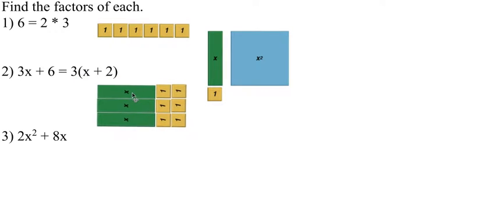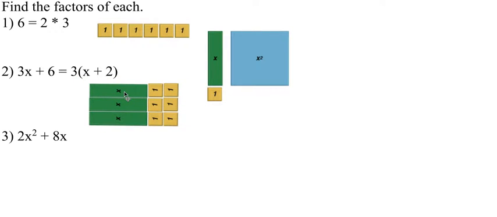And that's really the only way to make this shape without having it just be 3x plus 6 times 1, where I just put everything in a big straight line by 1. Okay, and then number 3.